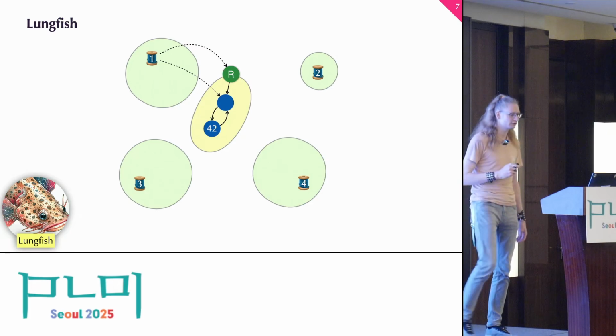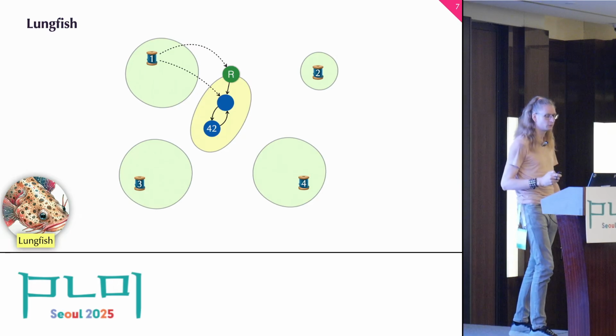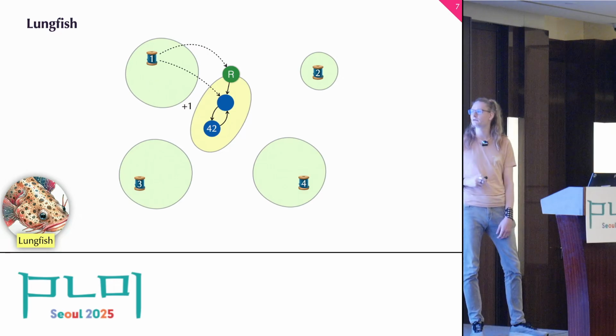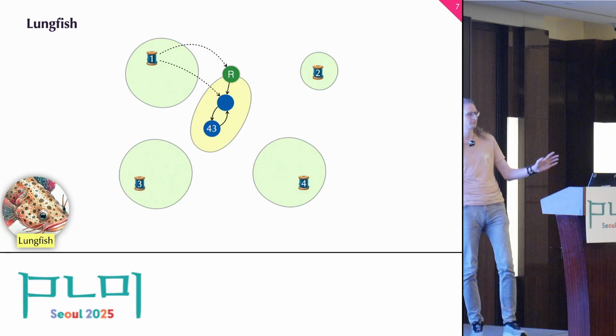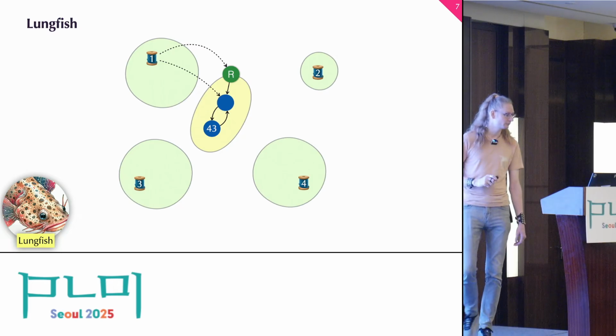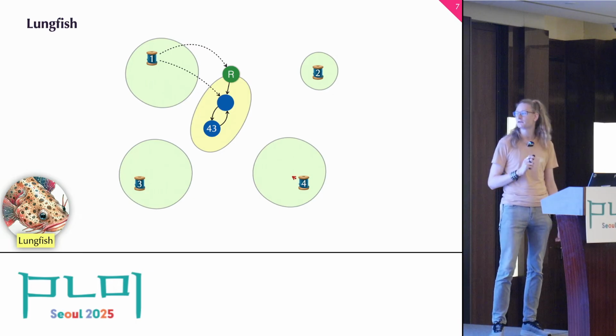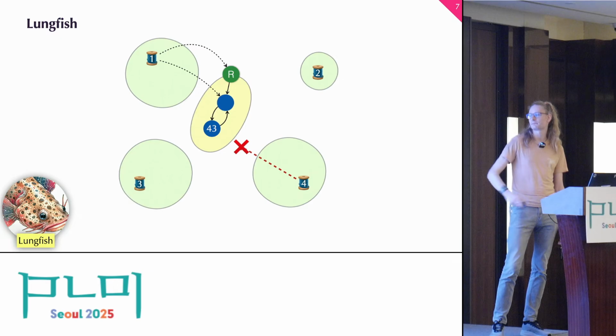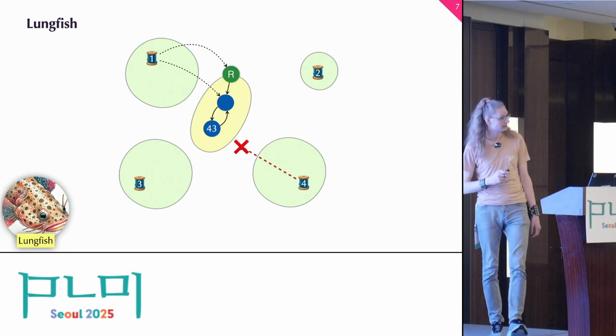Now, let's go through our example again where we want to increment our number. So our thread 1 has mutable access right now, so it could increase the number. However, with Langfish, we can prevent any other thread from having mutable access at the same time. So a reference from thread 4 would not be allowed.